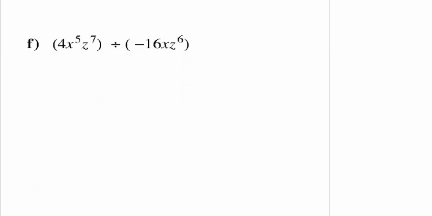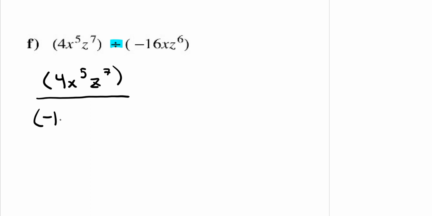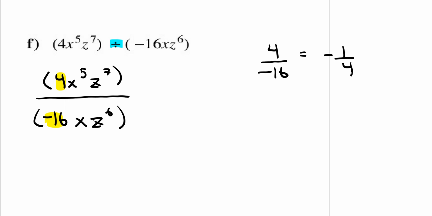All right, let's go on to the next question here. Let's rewrite this so that we can visually see the operations a bit easier. So there's a division sign, so we're dividing this by negative 16 x z to the 6. Okay, so our coefficients are 4 and negative 16. So if I compute 4 and negative 16 over here on the side, if I reduce the fraction there, I get negative 1 over 4. So divide top and bottom by 4 there, right? So my leading coefficient is going to be negative 1 over 4.